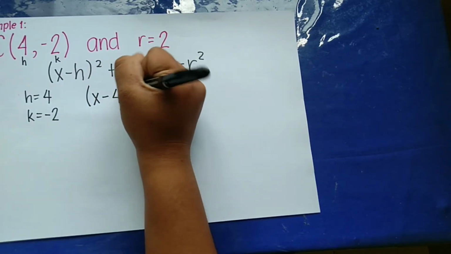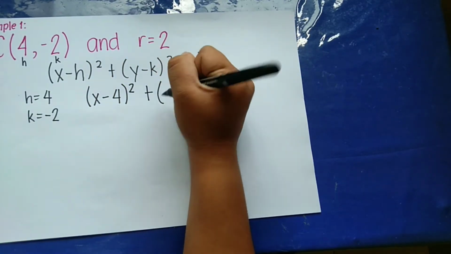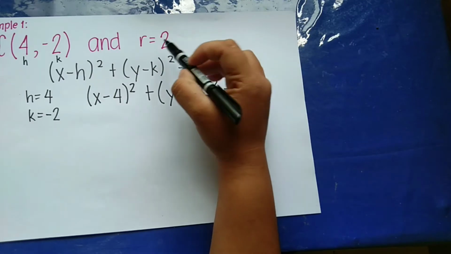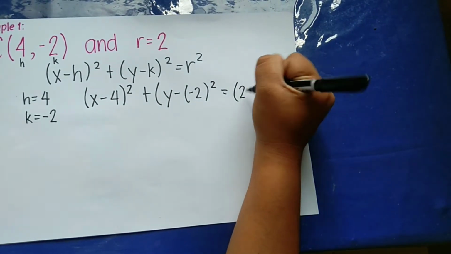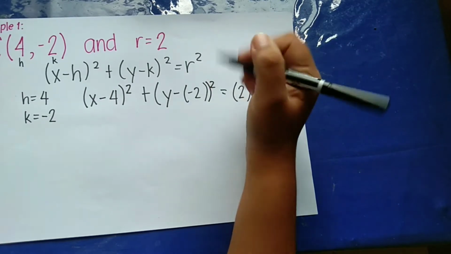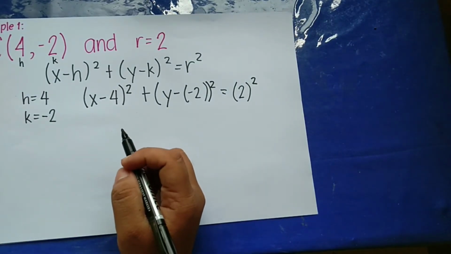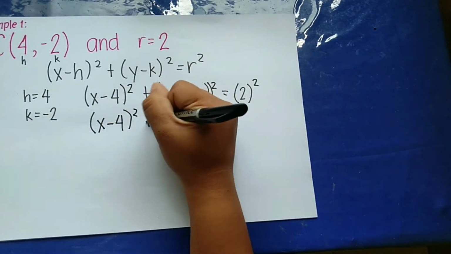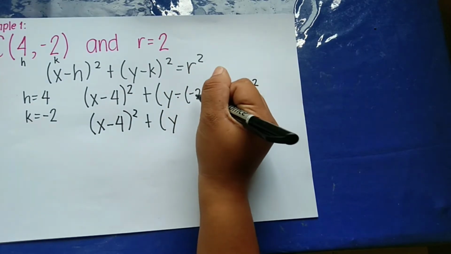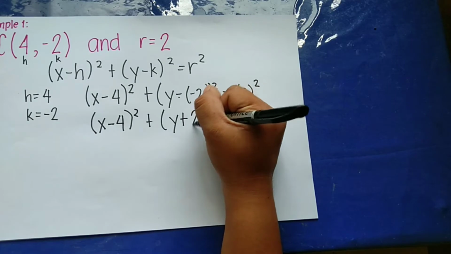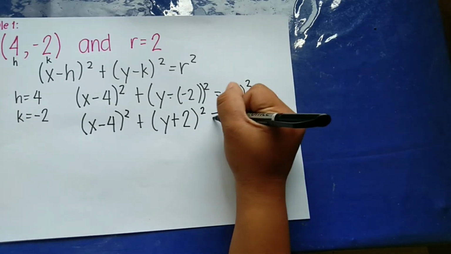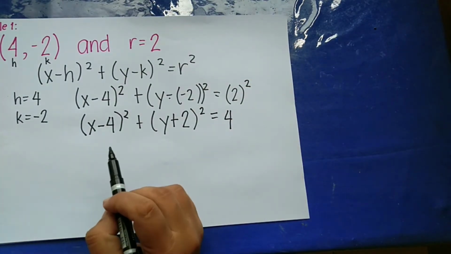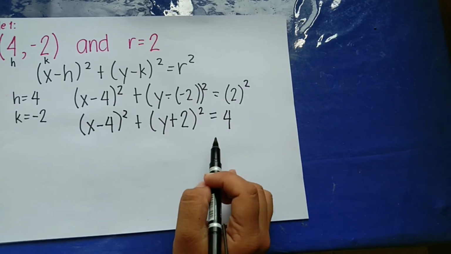(x - 4)² + (y - (-2))² = 2², since the value of r is 2, we will substitute it, then squared. Okay, next is we will just simplify. Rewrite (x - 4)² plus y, negative times negative is equal to positive, then write 2, then squared. 2 raised to 2 is equal to 4. Therefore, this is the standard form of the equation of the given circle.